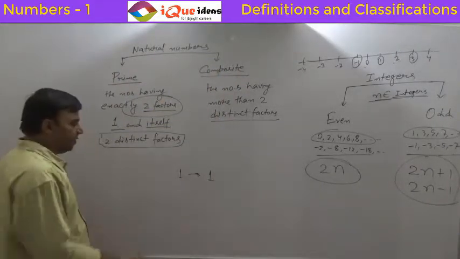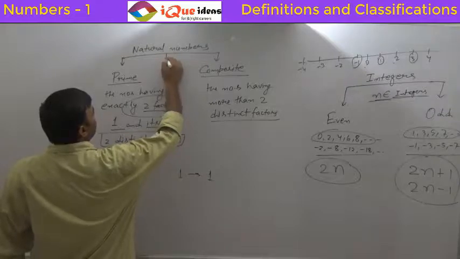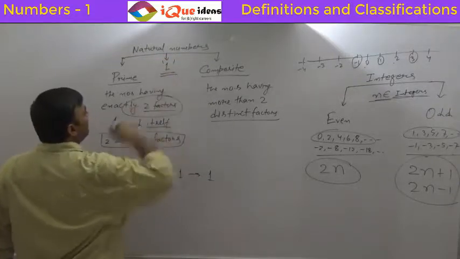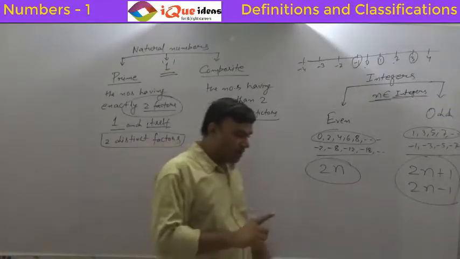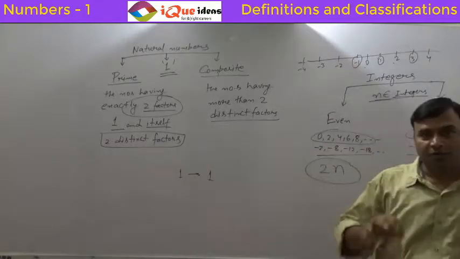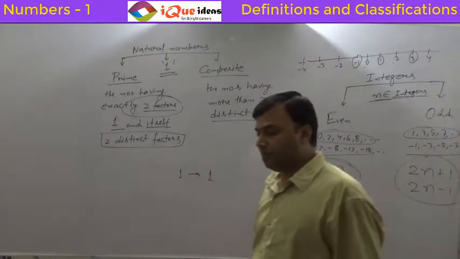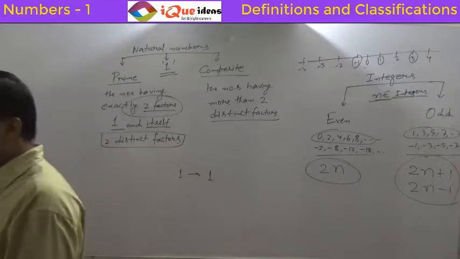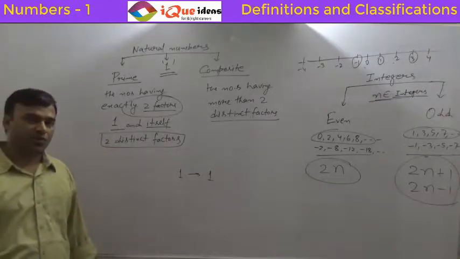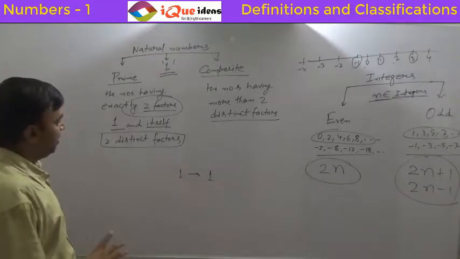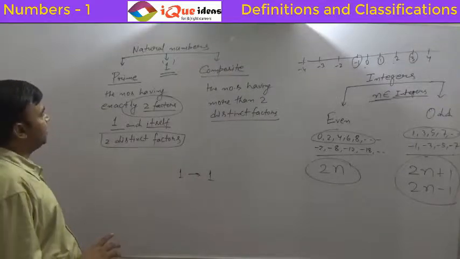So where do we keep 1? 1 is the king of natural numbers, so 1 will be kept here. Remember, 1 is not a prime number and 1 is not a composite number. It is just a non-prime, non-composite natural number. That's it. You have to very carefully understand these facts and memorize them.